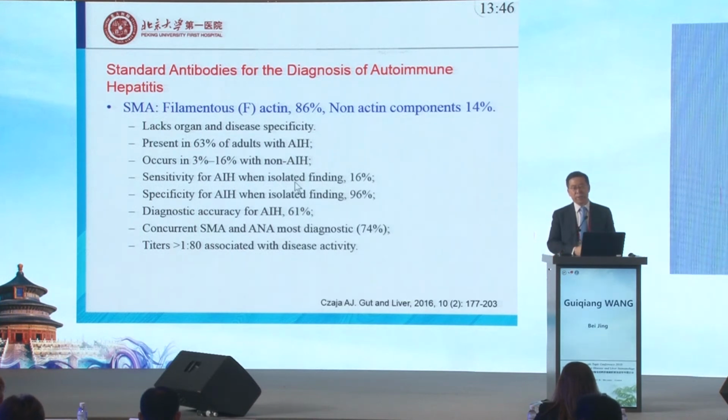SMA is the smooth muscle antibody. It's a little bit more specific for autoimmune hepatitis so far. It's present in 63% of adult autoimmune hepatitis. It's not a very high prevalence in AIH, but its specificity is better, about 96%, and the diagnostic accuracy for autoimmune hepatitis is 61%. So combining SMA and ANA may increase the diagnostic efficacy and accuracy in clinical practice.